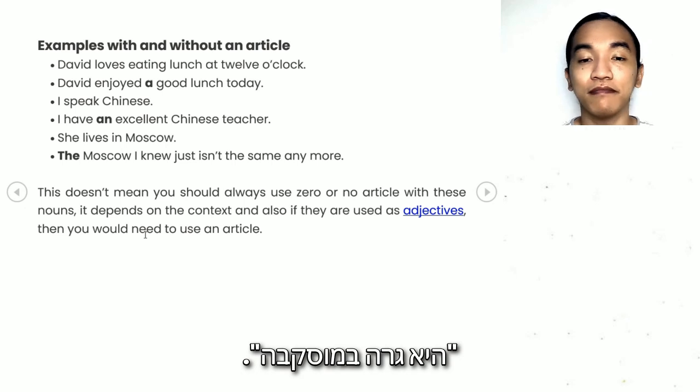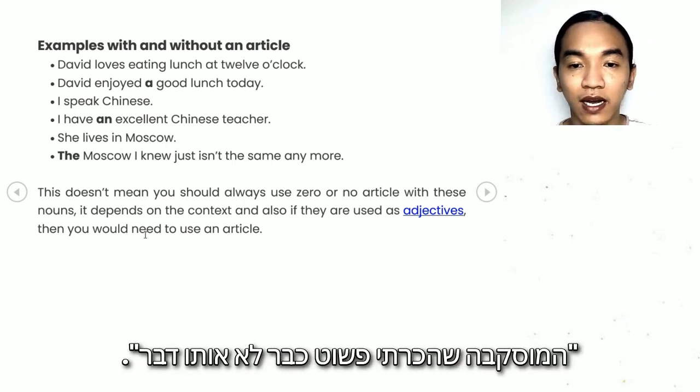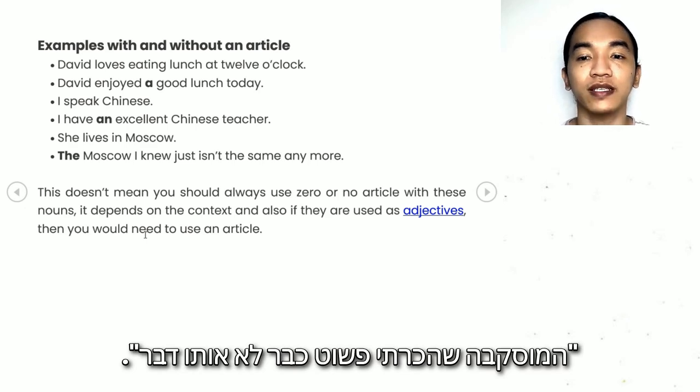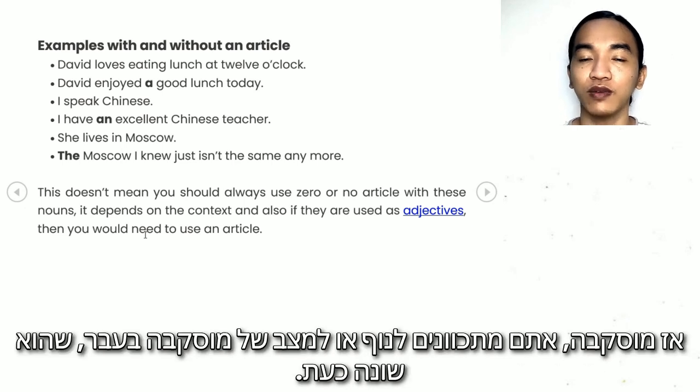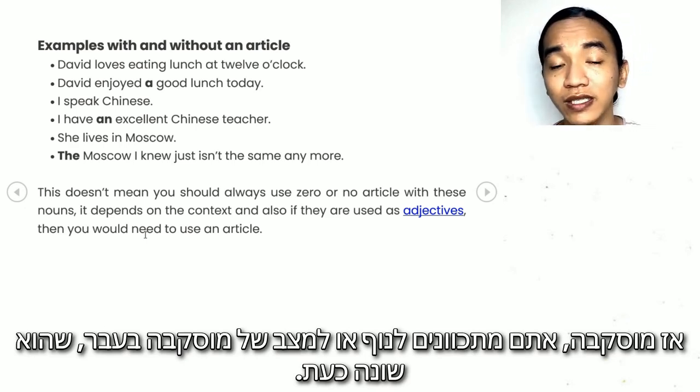She lives in Moscow. So generally, a general statement. The Moscow I knew just isn't the same anymore. So the Moscow, you are referring to the view or the situation of Moscow before, which is different now.